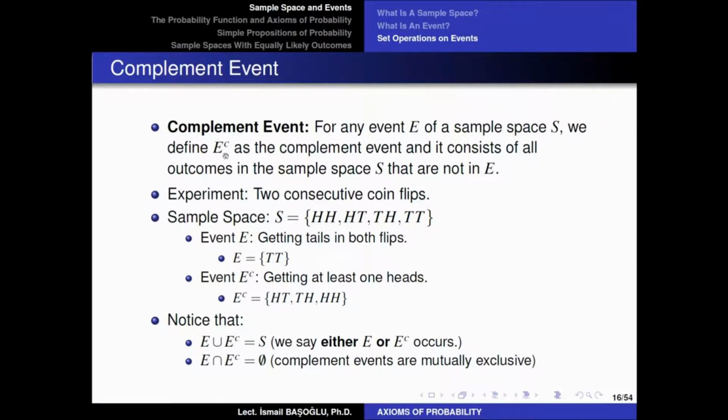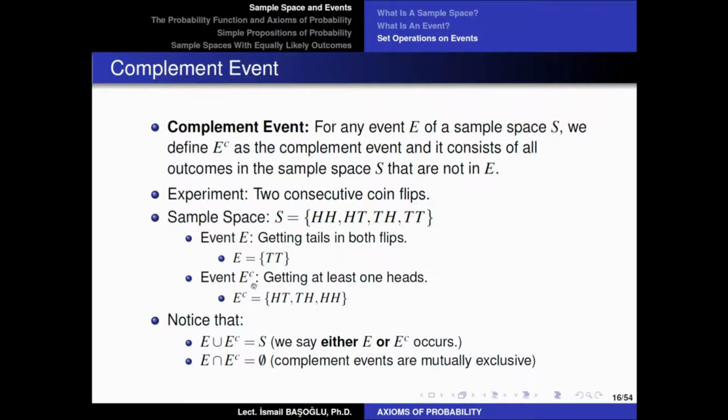So imagine the two consecutive coin flips experiment again, and you have this sample space once again. If you define event E as getting tails in both flips, then event E will simply be what? It is just going to be TT, tail-tail, a single outcome. So event E here is a single-element subset.